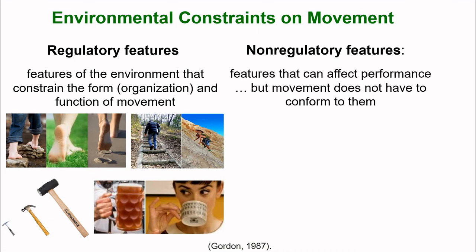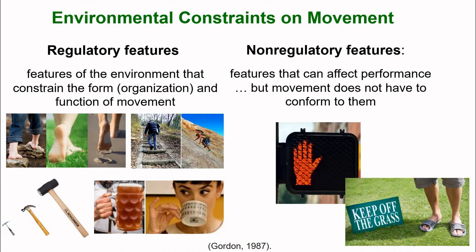Non-regulatory features are those features of the environment that can affect motor behavior, but that movement does not have to conform to. For example, here we have a do not walk sign and a keep off the grass sign. These parts of the environment can constrain our actions, but we do have the freedom to not conform to them.